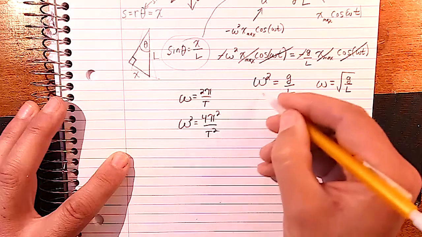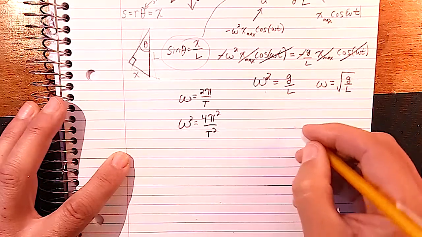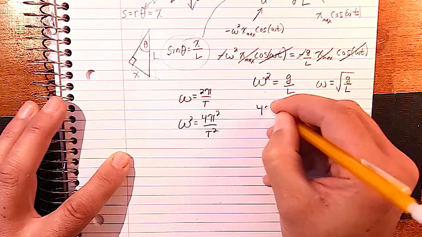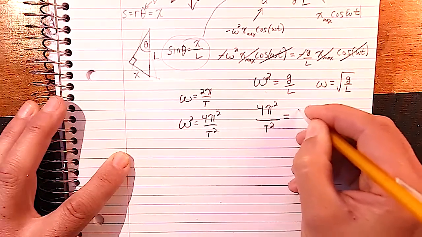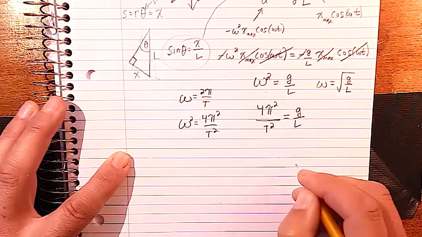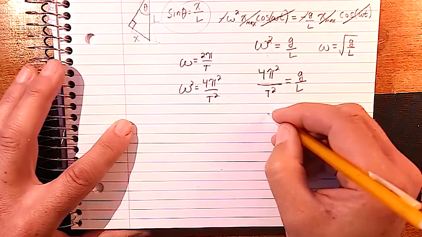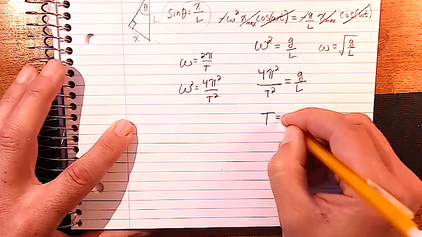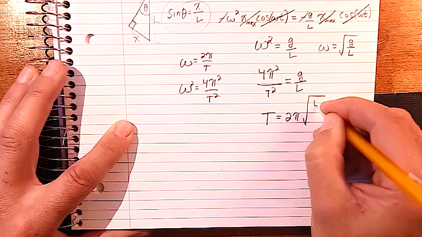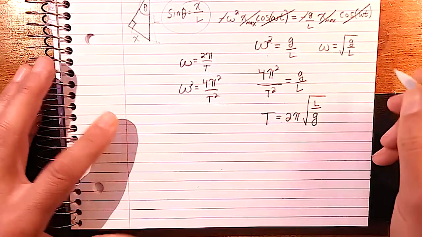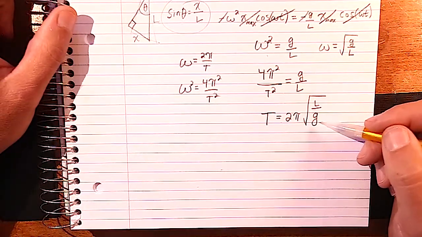And we can just sub this in for omega squared. So that gives us 4 pi squared over T squared is equal to g over L. And rearranging that, we end up with the formula T is equal to 2 pi radical L over g. Now, what's important about this formula?